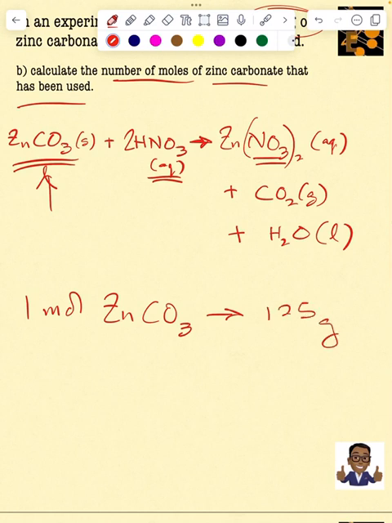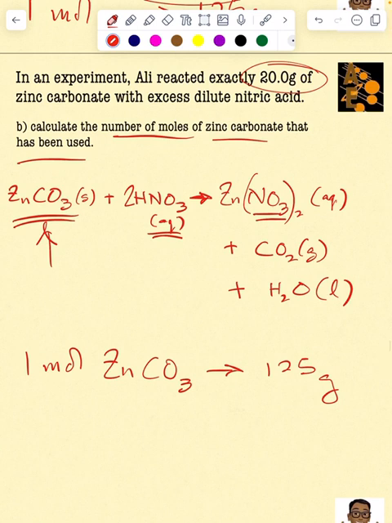But obviously in this experiment, Ali does not use 125. He only used 20 gram. Why must he keep on using 125? No point, correct? Yeah, right? It's just like cooking, right?